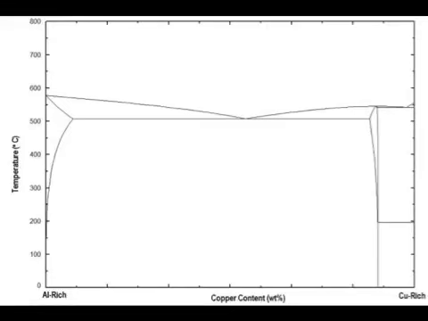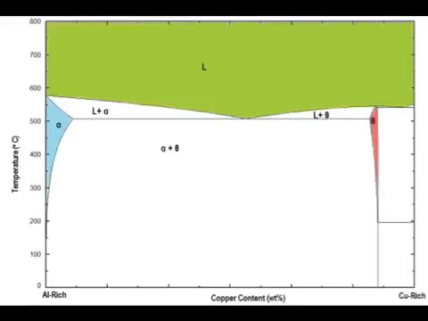In this graph, there are regions where only one phase is stable, and this is known as a single phase region. If we consider the binary phase diagram for aluminium and copper up to 60% copper, the single phase regions are alpha, theta, and liquid. Between these single phase regions, there are areas known as two-phase regions, where two phases are stable at the same time. These regions are the liquid plus alpha, liquid plus theta, and alpha plus theta regions.